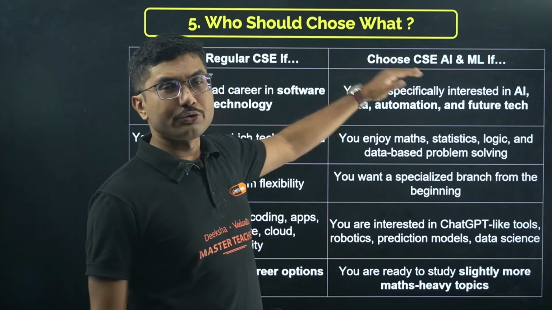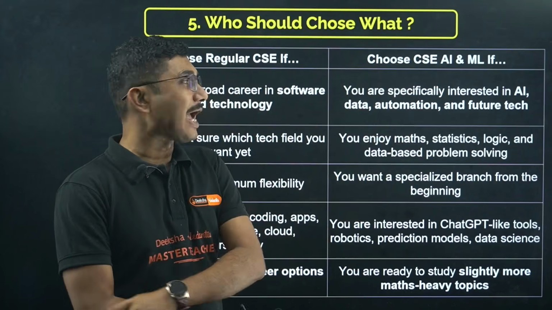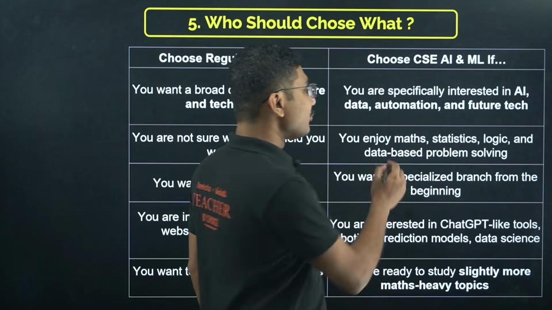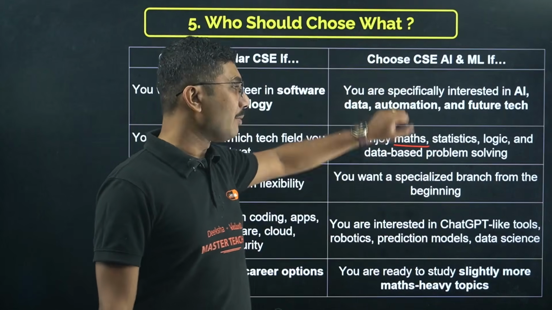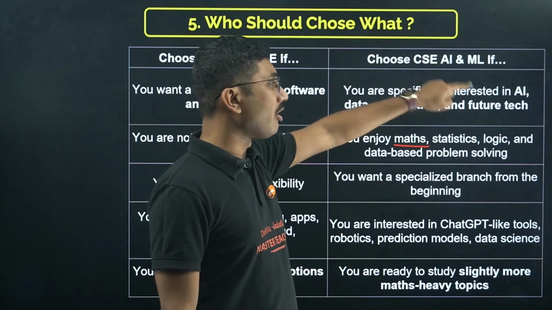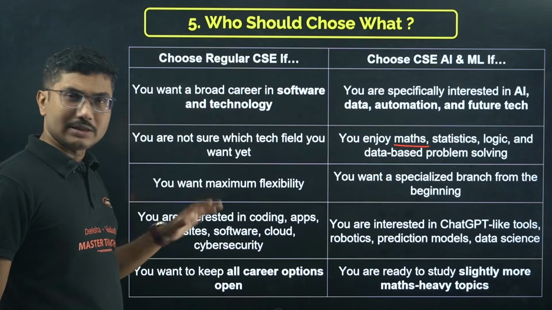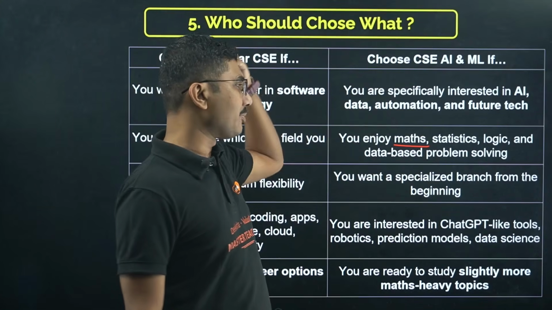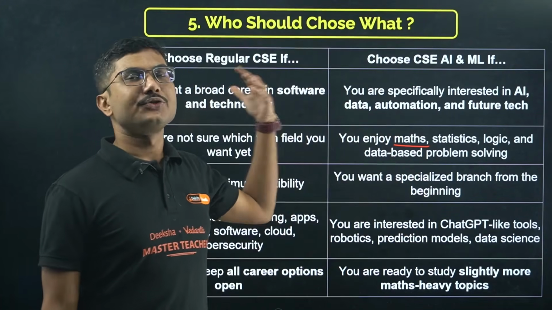Now, who should choose AIML? You are specifically interested in AI, data automation and future tech. You enjoy mathematics. So as you can see that mathematics is heavy in AIML: mathematics, statistics, logic and database problem solving. Is there no mathematics in CSE? No, not like that. CSE also has mathematics. You have seen that in the course curriculum itself, but application and depth of mathematics is more in AI.